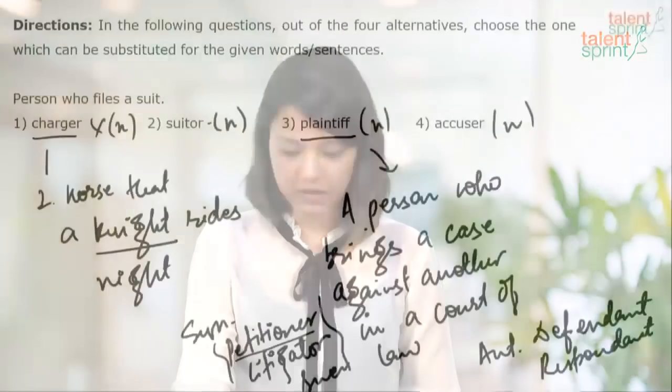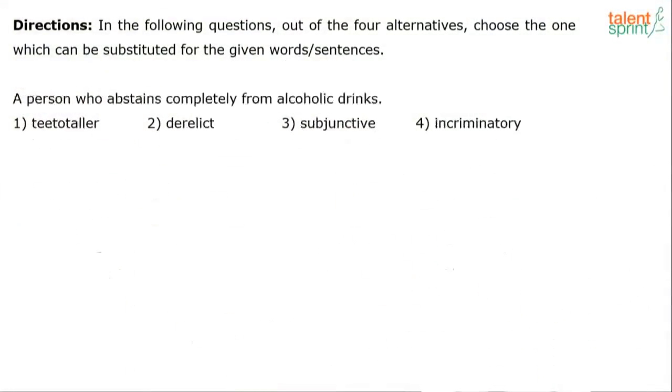All right, let's move on to the next question. One word substitution for a person who abstains completely from alcoholic drinks. So someone who does not take any alcoholic beverages or drinks. The options that we have are teetotaler, derelict, subjunctive, and incriminatory.